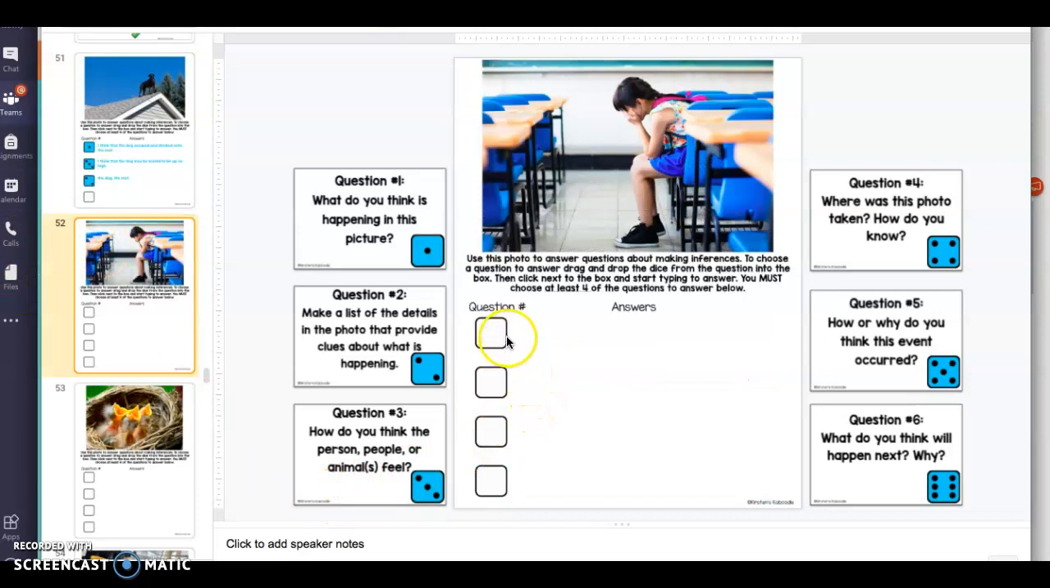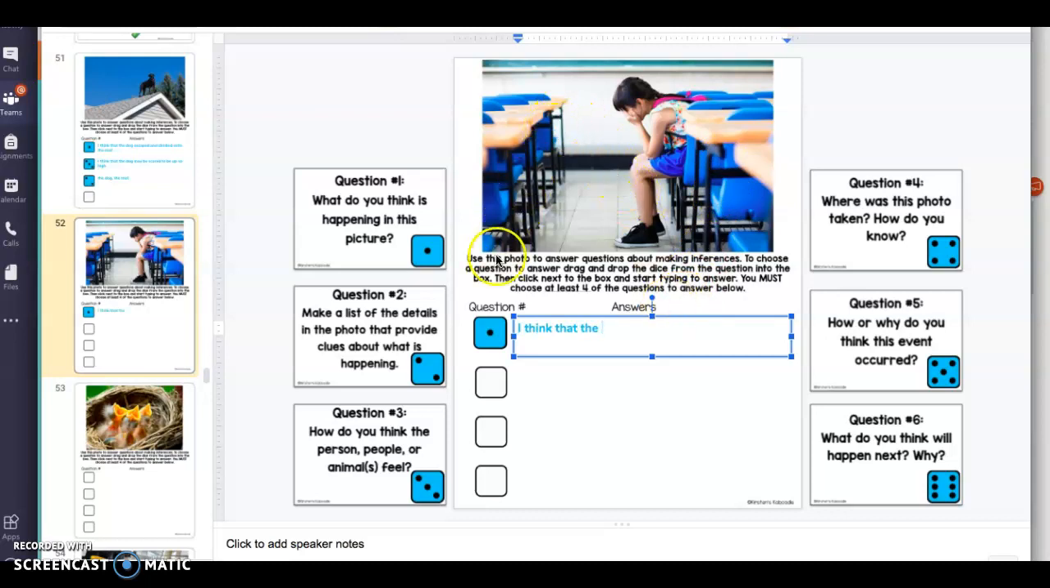Same thing. So, what do you think is happening in this picture? I see a student with her hands on her face and her elbows on her knees. Her body language tells me that she's upset about something. I can tell she's a student because it looks like she's in a classroom, she's wearing a backpack.